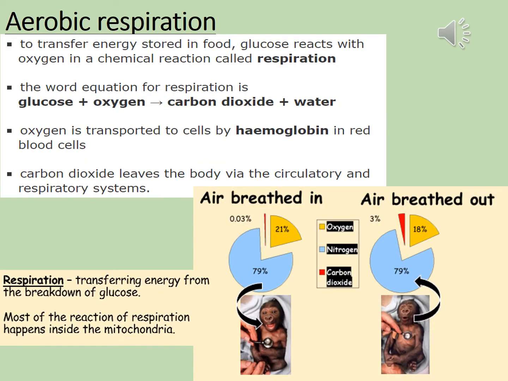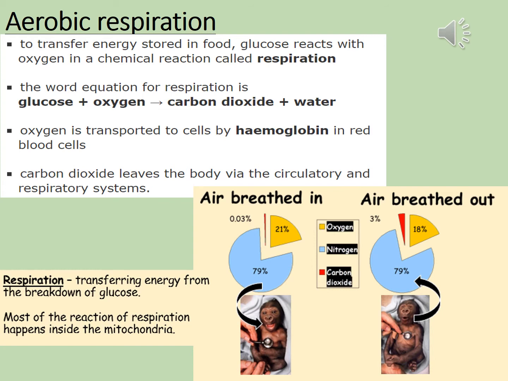So, aerobic respiration, what you need to know is that it's the transfer of energy stored in the food, okay, and the glucose and oxygen that reacts. So this is the opposite now to that photosynthesis equation, and the equation for this is that the glucose and oxygen makes carbon dioxide and water. The oxygen is transported in the hemoglobin of the red blood cells, and the carbon dioxide leaves via your circulatory system, okay, when you're breathing.